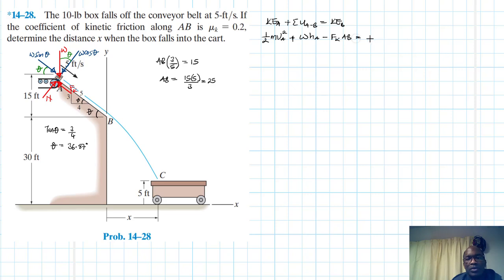And this is just equal to half MVB. Alright, so let's find what Fk is.